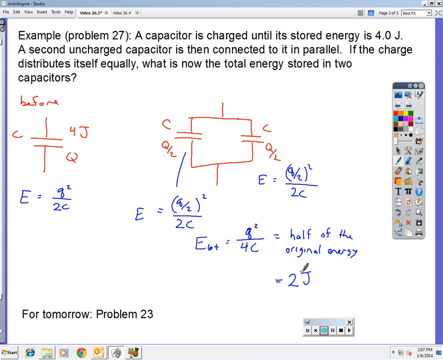Question is, what happened to the other 2 joules? Somehow, when you connected the second capacitor, 1 joule is now stored on each capacitor. What happened to the other 2? Did it just magically disappear? That's another mystery question that we're going to talk about in class tomorrow. So tomorrow I'm going to check problem 23, which is not terribly difficult, but more importantly, we're also going to talk about where that energy went. So come prepared to discuss that.